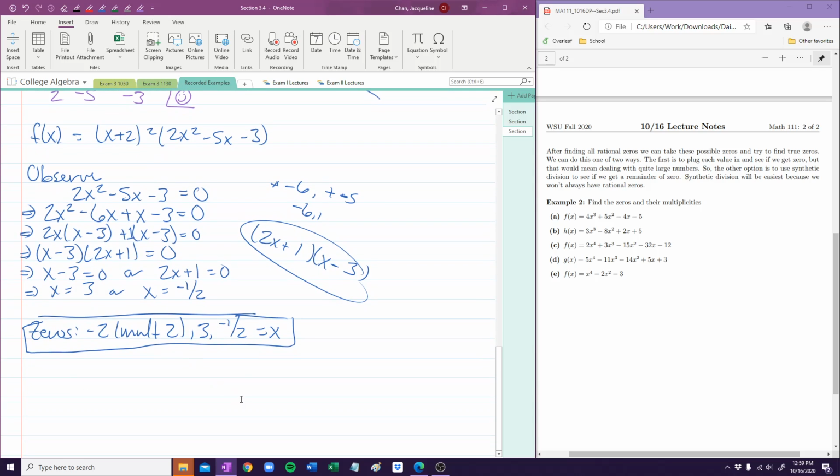Right, so these are my zeros. Even more, just because I know you guys have assignments over this, if I was asked to write this as a product of linear factors, this would be (x + 2)(x + 2). They wanted a product of linear factors, so we just write the x + 2 twice, and this is (x - 3)(2x + 1). That would have been the product of linear factors.